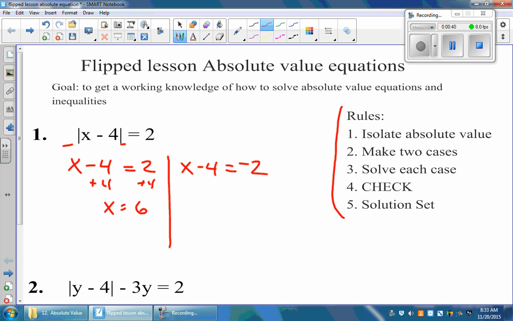So this one gets us x equals 6. This one gets us x equals 2. We think both of those are our answers. You must check them and watch for extraneous roots.